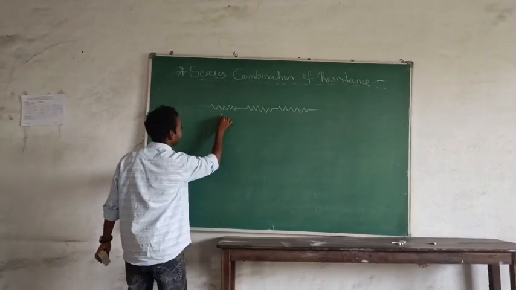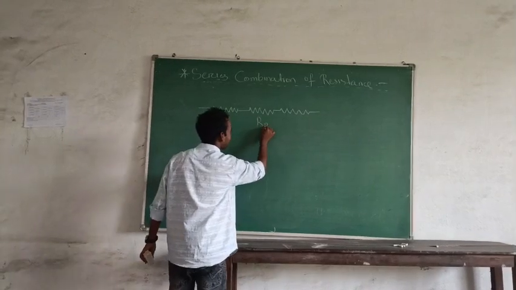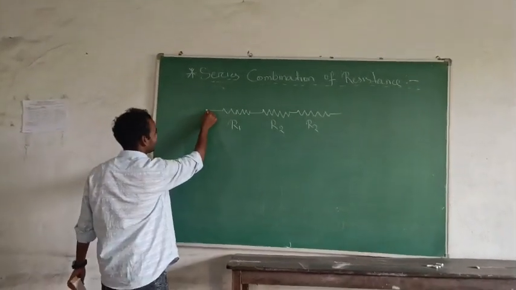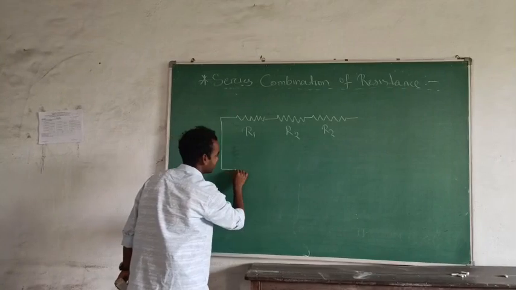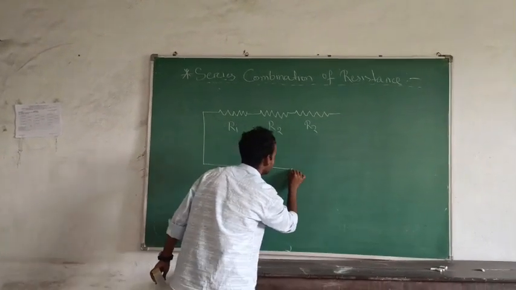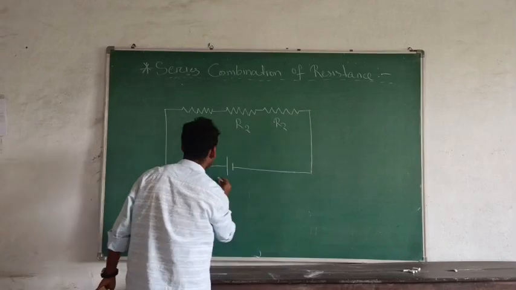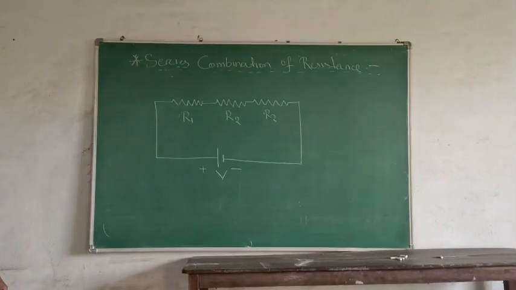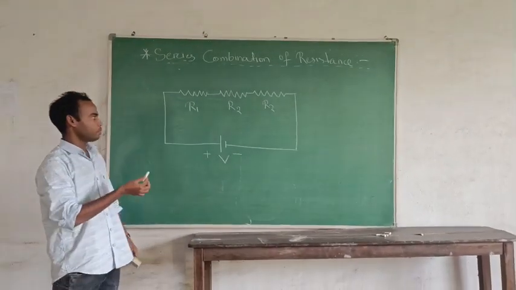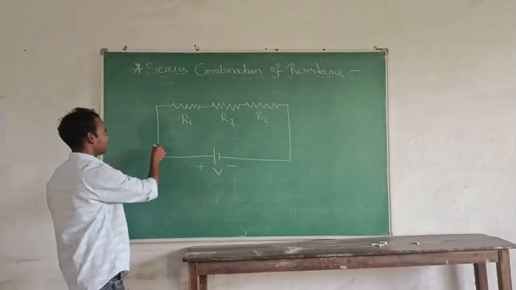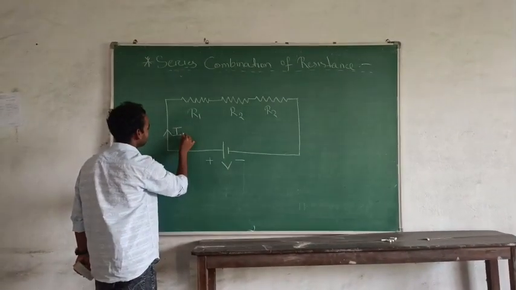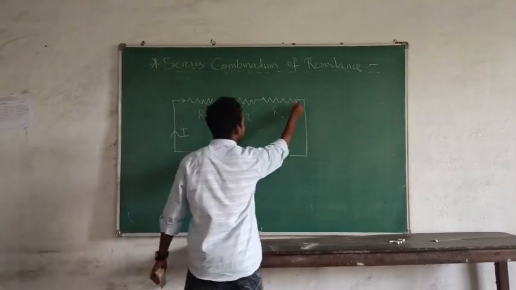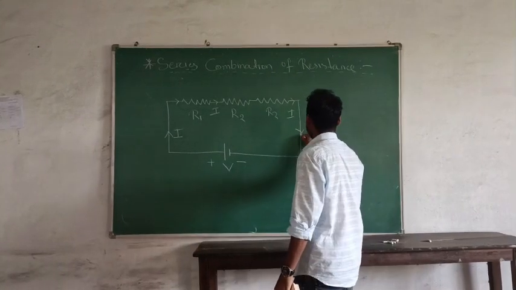That's R1, R2 and R3, and then we connect it in a circuit with supply voltage V, a potential voltage V. Whenever a potential is applied across a circuit, current flows in this circuit. Current will be the same in this circuit. Why? Because it is a series resistance.